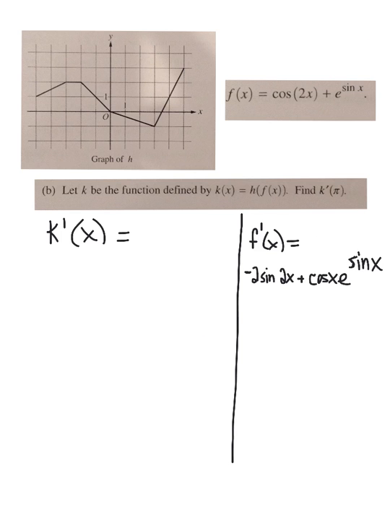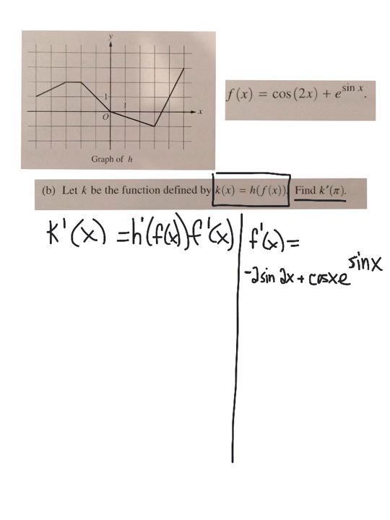So part B asks us to find k prime of pi, but I think what I'm going to do first is just find k prime. So here's my k right here, and that's going to require me to do a little bit of chain rule. So the derivative of h would be h prime of f of x, and then take the derivative of the inside, right, which would be f prime of x.